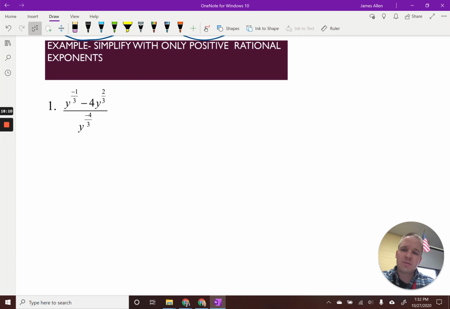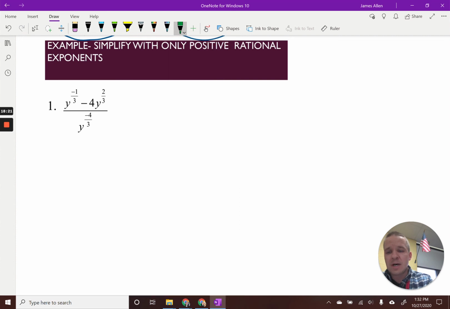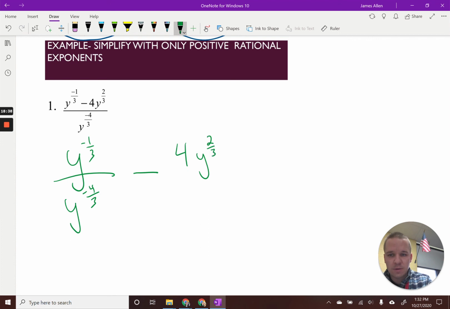Ooh, we got negative exponents. We got all sorts of fun right here. Let's see here. I have a single term in my denominator, right? If I think back to one of our helpful tips, I would split this into 2 separate fractions. So I'm going to have y to the negative 1/3 divided by y to the negative 4/3, minus 4y to the 2/3 divided by y to the negative 4/3. Now I can simplify each one individually. When it's the other way, it's a little bit different, but we'll do one of those another time.